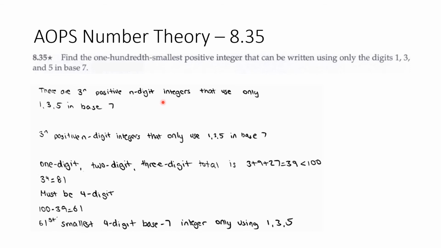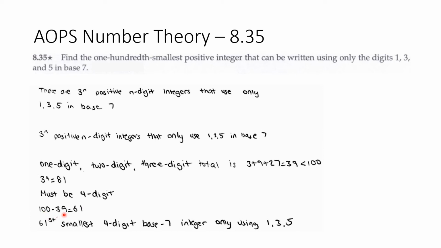And if there are 2-digit integers, there's 3 to the power of 2, because for each digit, you can have another possibility out of the 3. So 3 to the power of n positive n-digit integers that only use 1, 3, and 5 in base 7. So 1-digit, 2-digit, 3-digit total is 3 plus 9 plus 27, which is 39, which is less than 100. So we must have a 3 to the power of 4, which means it has to be a 4-digit.